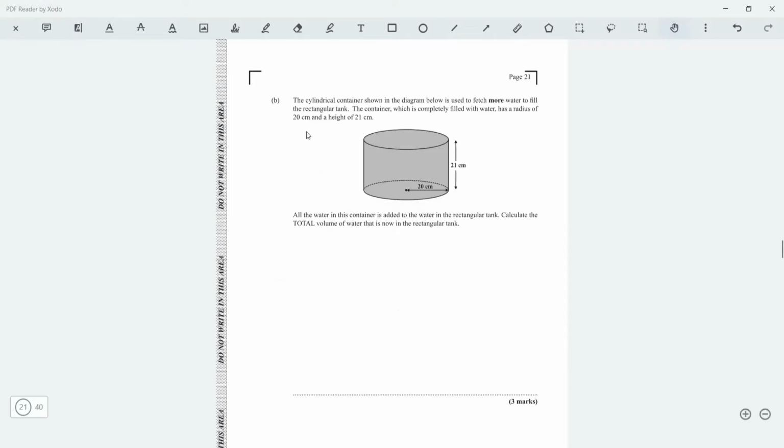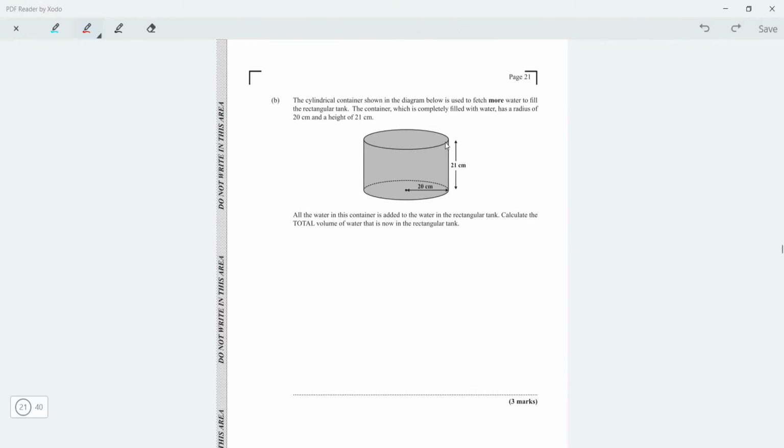Continuing now, it says the cylinder container shown in the diagram below is used to fetch more water to fill the rectangular tank. So that means you catch water in this cylinder and then throw it into the tank. And then they said that a container which is completely filled with water has a radius of 20 and a height of 21. All the water in this container is added to the water in the rectangular tank. Calculate the total volume of water now in the rectangular tank.